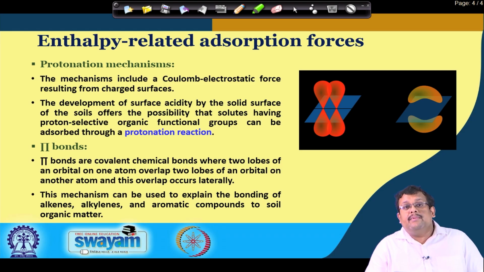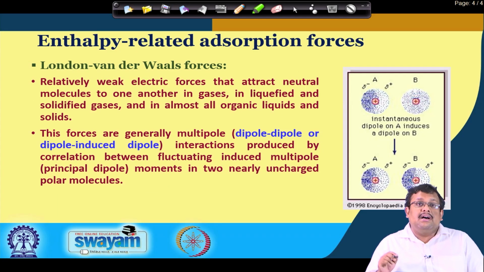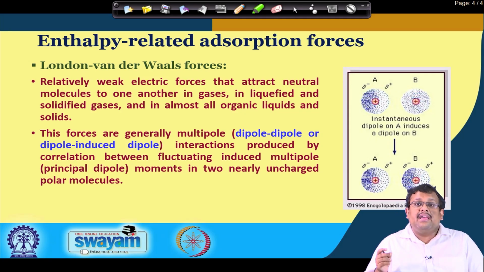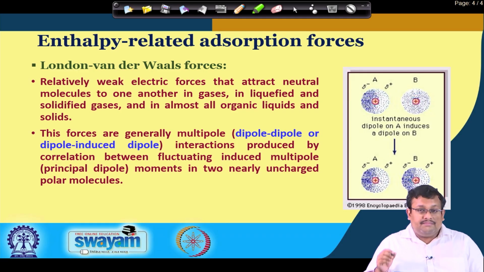We also talked about the pi bond. Remember, pi bonds are covalent chemical bonds where two lobes of an orbital on one atom overlap with two lobes of an orbital on another atom, and this overlap occurs laterally. Then we discussed the London van der Waals forces, how they generally occur due to dipole or dipole-induced dipole interactions, and what the range of this is.